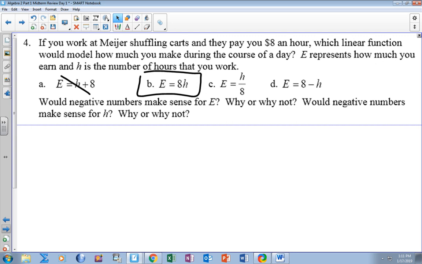So it says, would a negative number make sense in this scenario? Yeah. No. Why not? Because you're making money. Okay, so if E is negative, what does that mean that you're doing? Not working, not making money. Well, no, but what would it mean in this scenario? So it means that who's taking money? If you have a negative earnings, then that means you're paying Meyer to let you push their carts around. So you're not working, you're not making money, like I said.